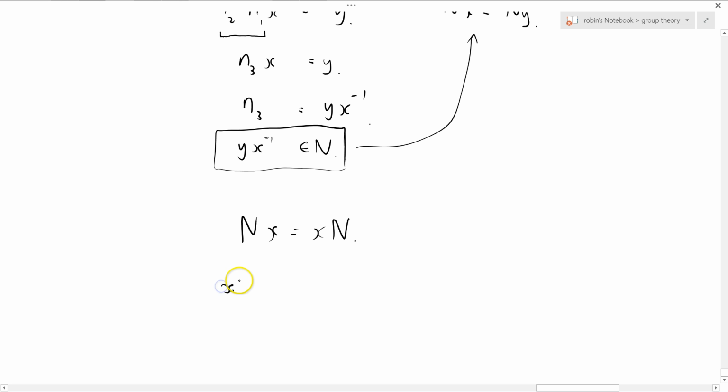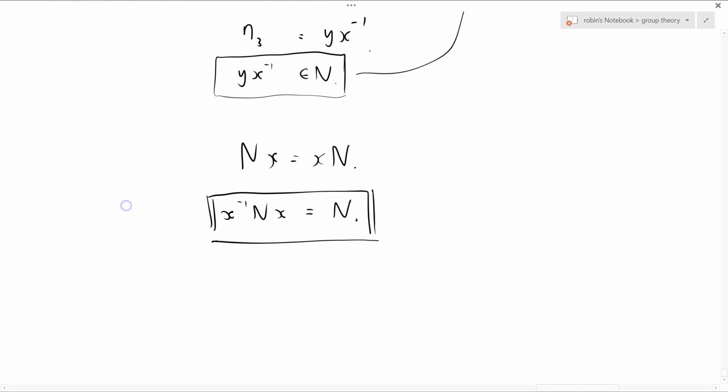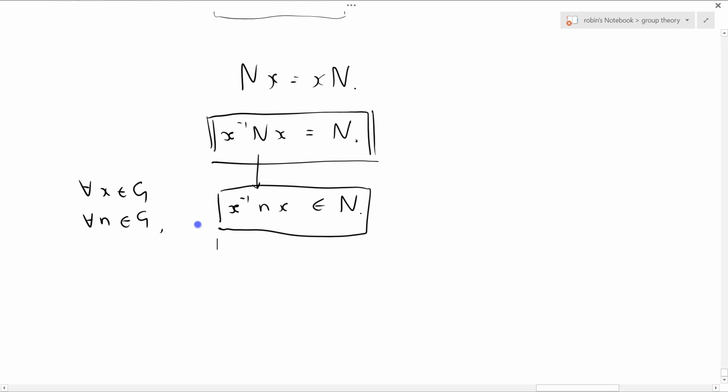Or I may say that x minus 1 N x equals N. And this is the way that most people think about normal subgroups. There's another way of expressing it, which is that for all x in G, for all n in N, then x minus 1 n x, you see all I'm doing is writing out this thing here, is a member of N. That's really what we're saying. This is the right way to think about it. That x to the minus 1 n x is still in N.